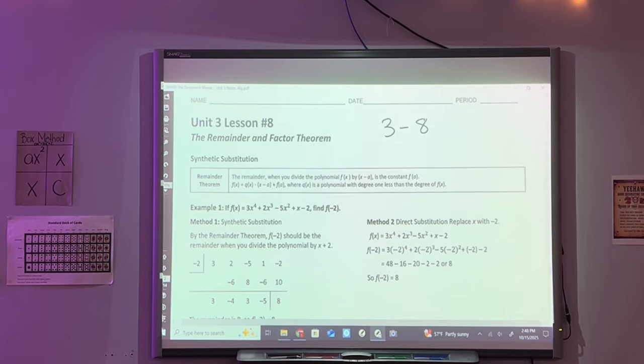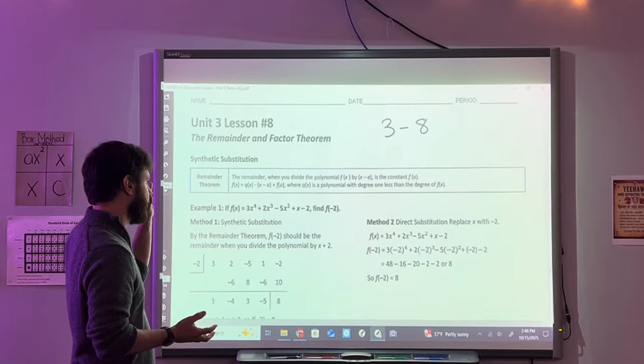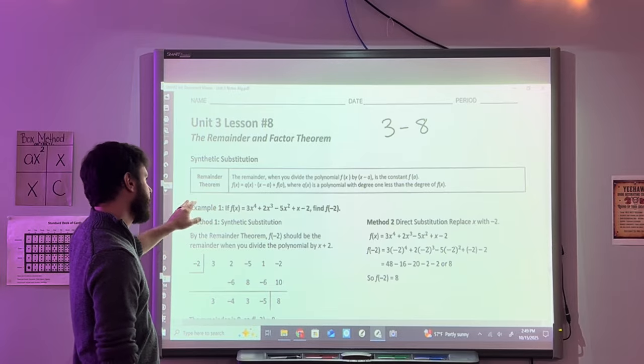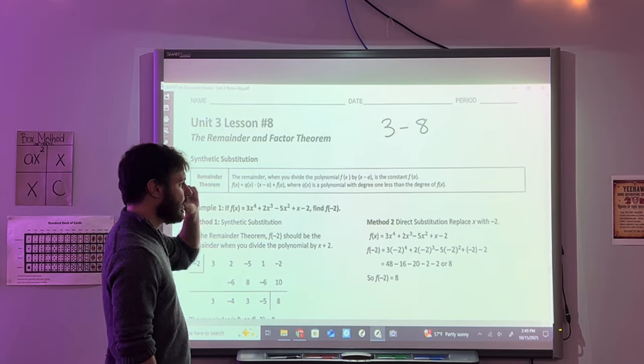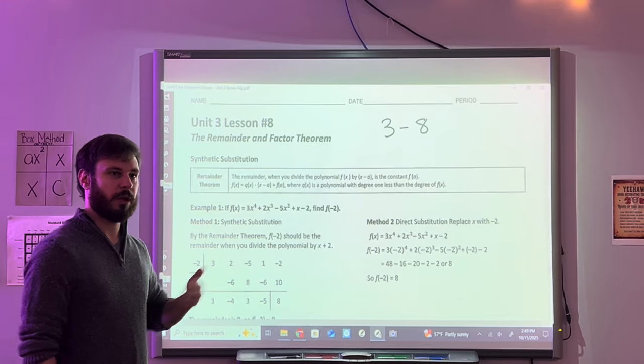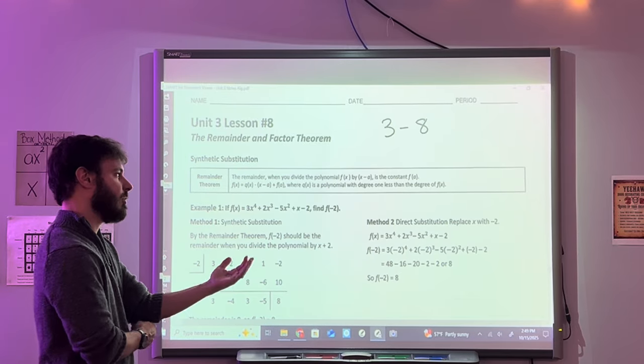Okay, lesson 8, the remainder and factor theorem. All right, so we're going to use something called synthetic substitution here to do these. You can read the definition of the remainder theorem. It's a little bit complicated, okay. It just has to deal with whether or not we have a remainder or not and how that remainder can be used to determine some math.